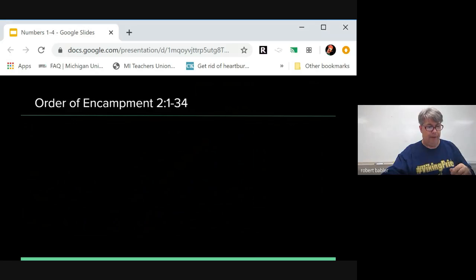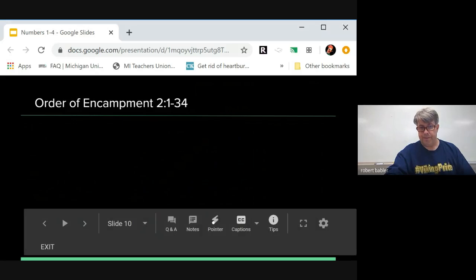So then we get to order of encampment, and the order of encampment says this. This is chapter 2. The Lord spoke to Moses and Aaron. The Israelites are to camp under their respective banners beside the flags of their ancestral houses. They are to camp around the tent of meeting at a distance from it.